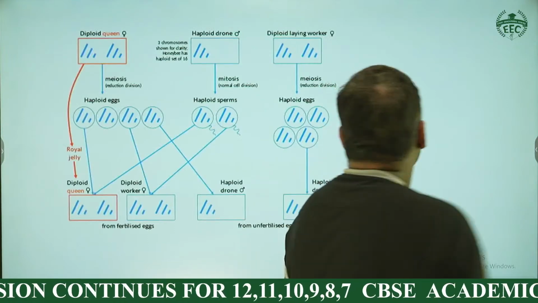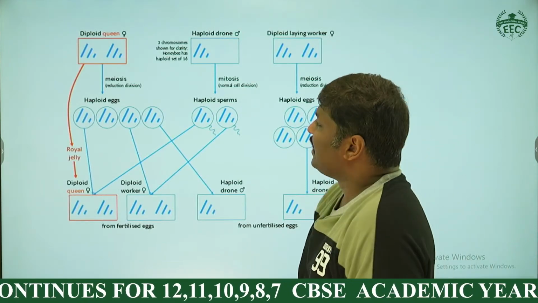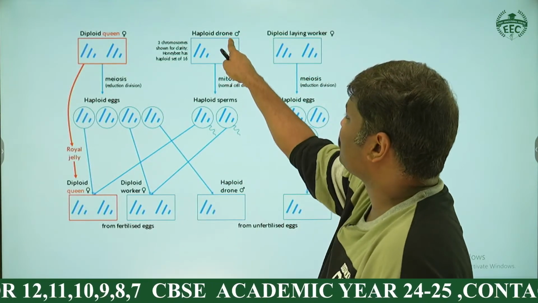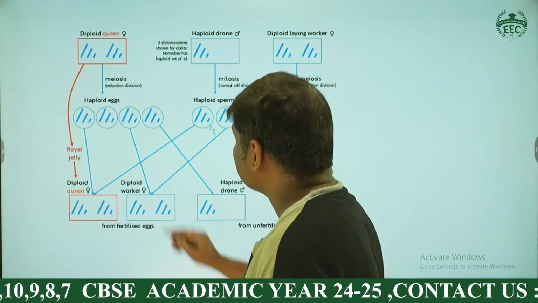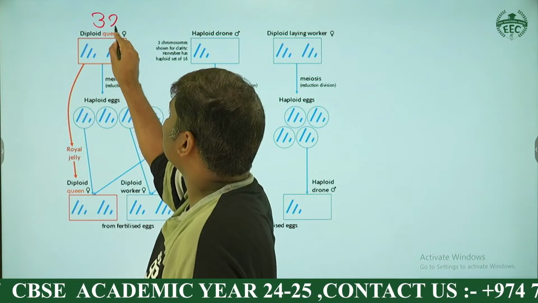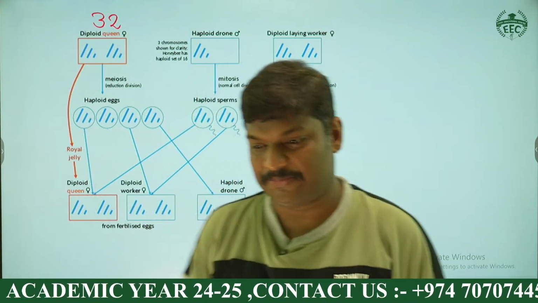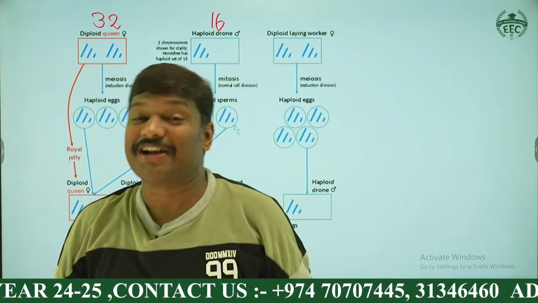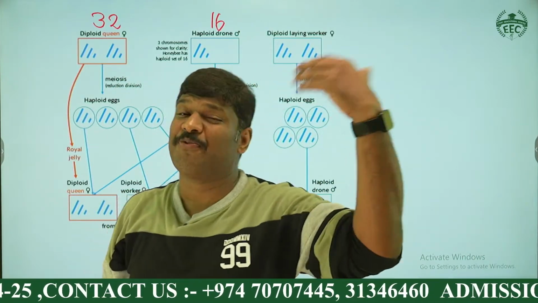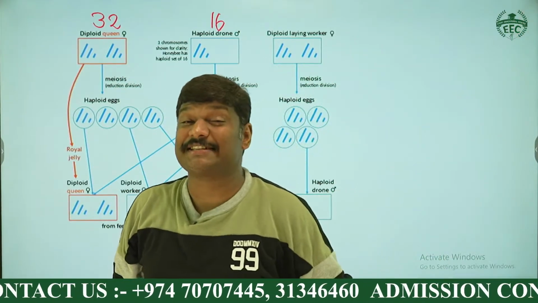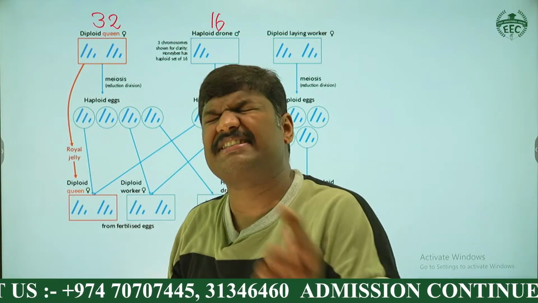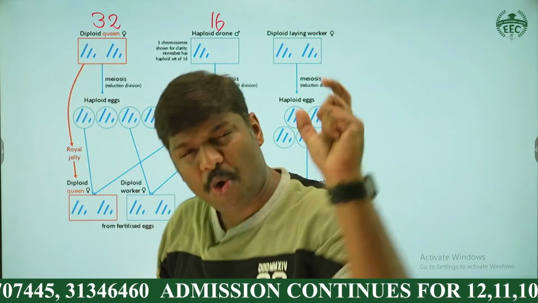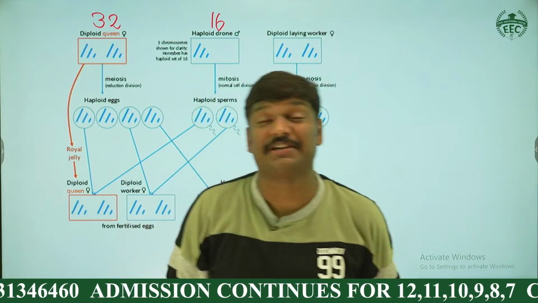You can see a picture, my dear students. This is the queen, here you can see the female, and here you can see the drone. Here you can see 32 chromosomes in females, but only 16 chromosomes in males. Generally, you studied other types of sex determination: XX-XO, XX-XY, ZZ-ZW, ZZ-ZO. These are the four sex determination types you studied.